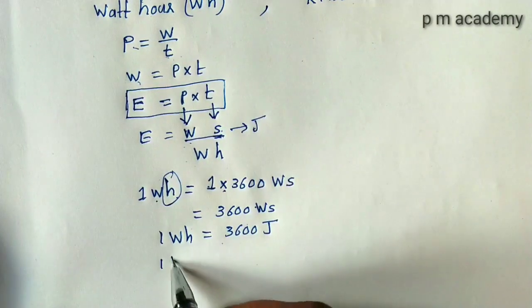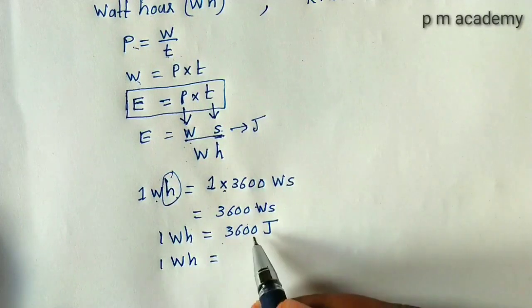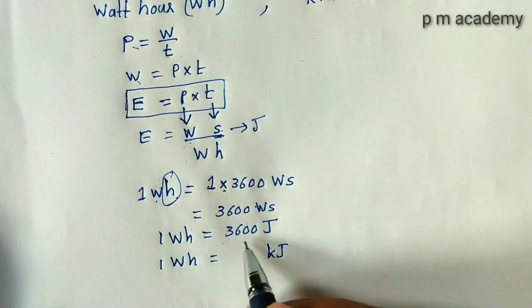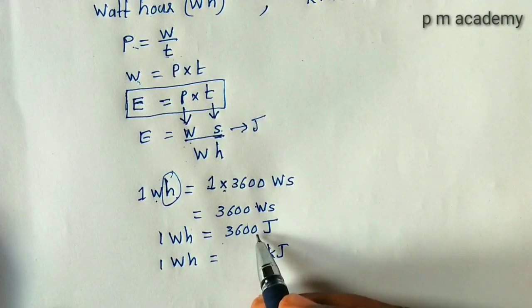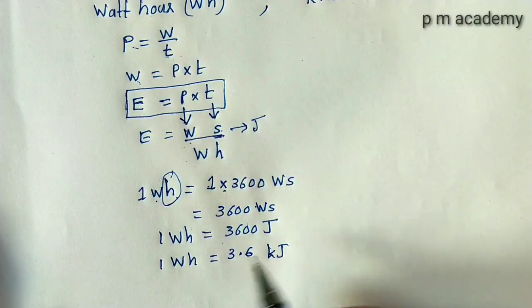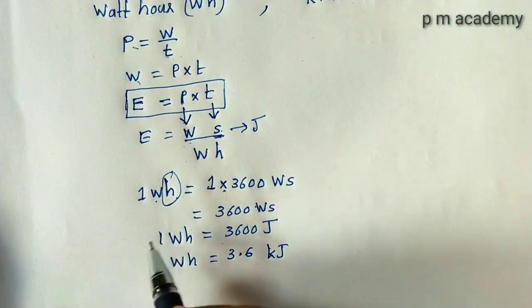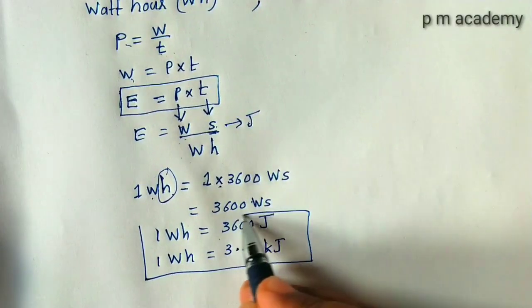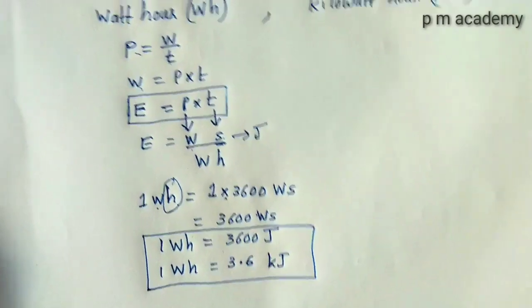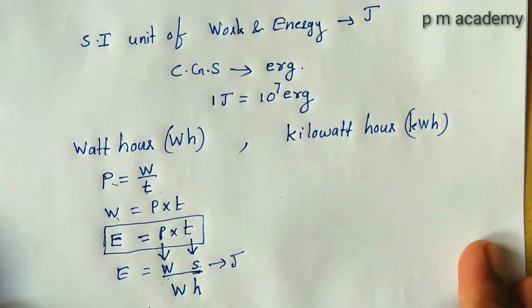In another form, you can write joule in kilojoule. To convert joule to kilojoule, divide by 1000. If you divide by 1000, you will get 3.6 kilojoule. Remember these values. 1 watt hour is equal to 3600 joule or 3.6 kilojoule.